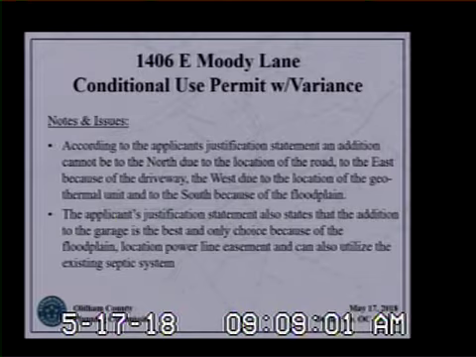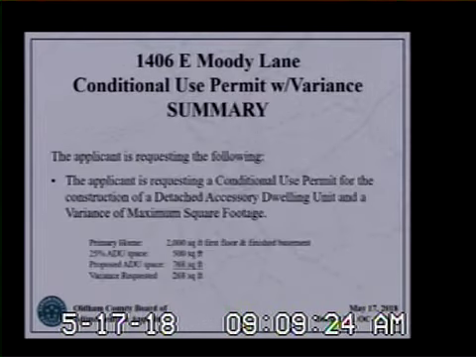According to the applicant's justification statement, an addition cannot be to the north due to the location of the road, to the east because of the driveway, to the west due to the location of the geothermal unit, and to the south because of the floodplain. The applicant also states that the addition to the garage is the best and only choice because of the floodplain, the location of the power line easement, and it can also utilize the existing septic system. So in summary, the applicant is asking for 2 requests today.